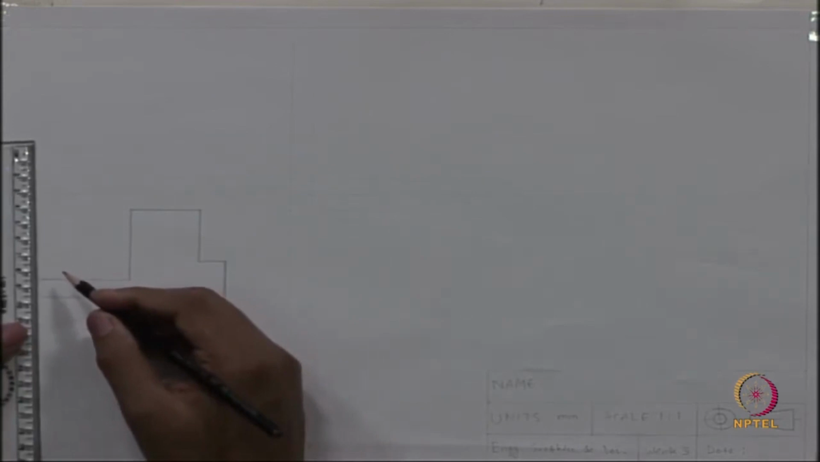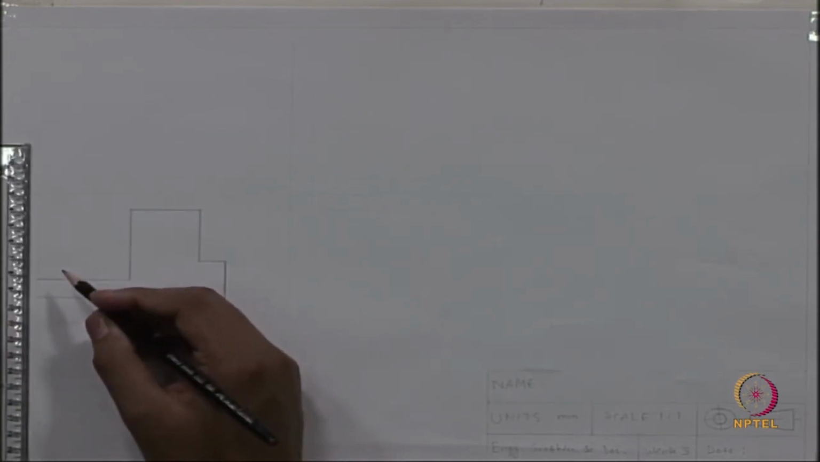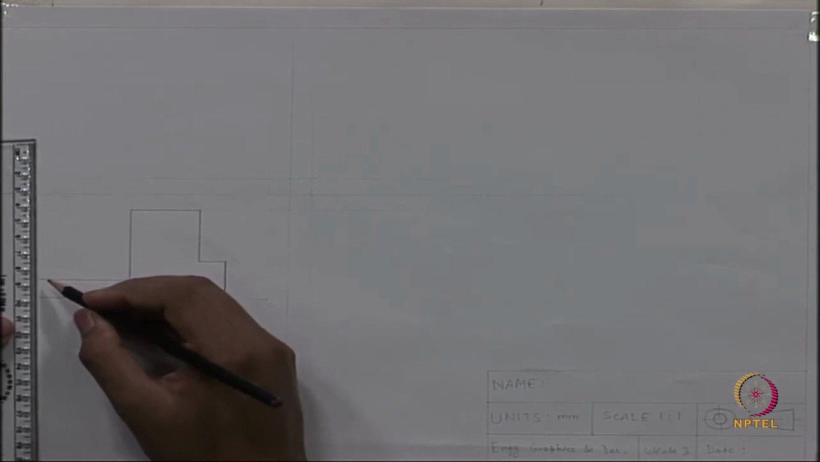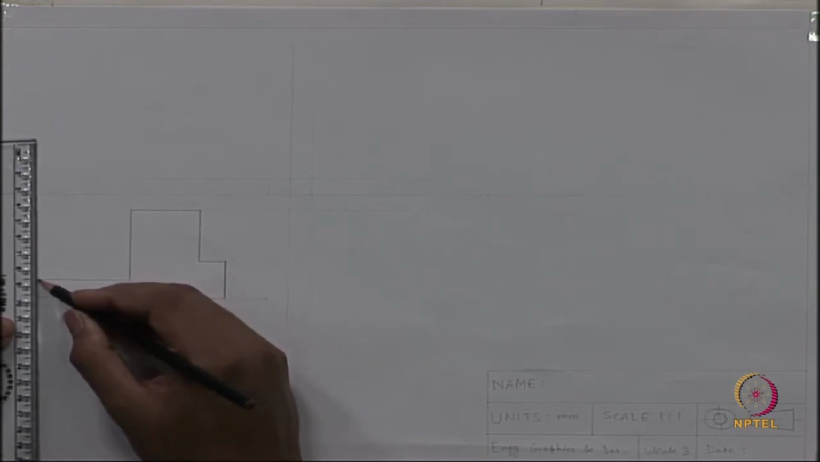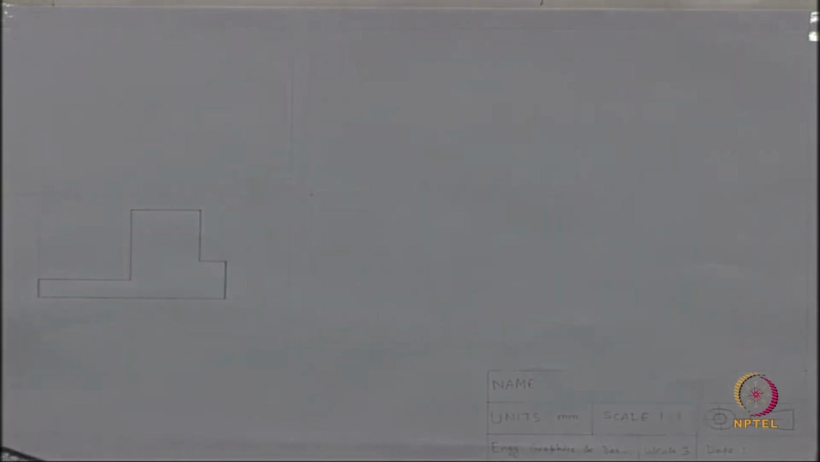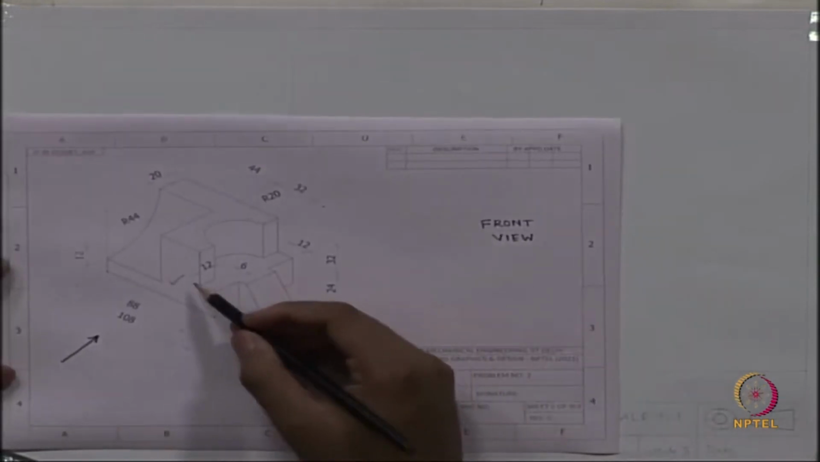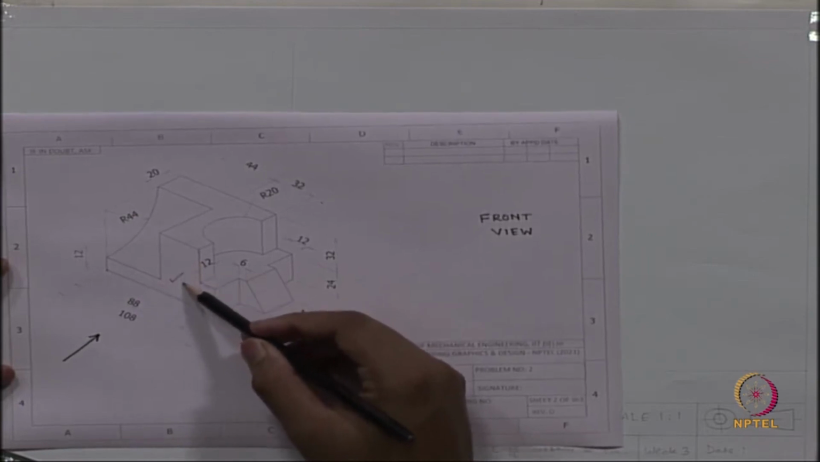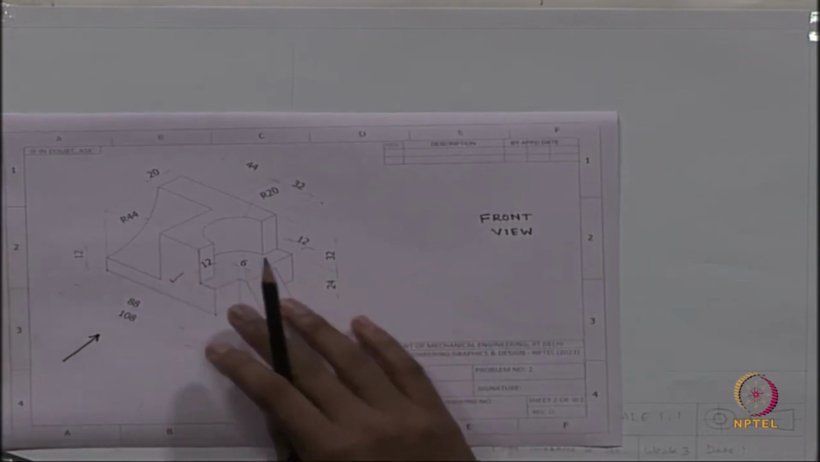And this is 12. You do not have to measure, because if you just draw it, it will automatically be 12. Our first object is done. We said in the front view the first surface we will look at is this surface, and we are done.